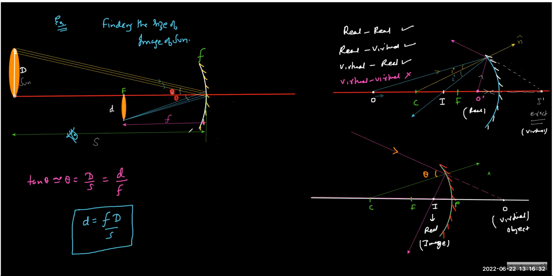Understood? So any angle of incidence at the pole is the angle made by the beam with the principal axis. That is the angle of incidence also. So this is i, this is r. Why? Because the principal axis is always normal to the mirror. That's the reason. So these ideas you have to keep in mind while attempting numericals.